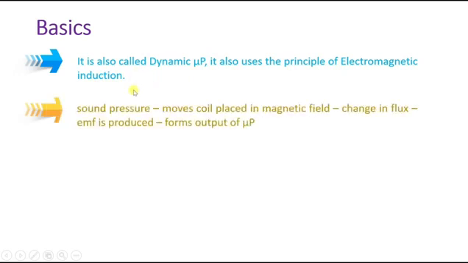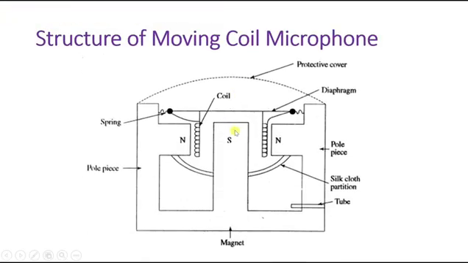When you see how it works, you will find that when you apply a sound wave on the microphone, that sound pressure will move the coil, and that motion of the coil in the magnetic field will provide a change in flux, and because of the change in flux there will be generation of EMF, and that generated EMF we take as the output of the microphone. So we will see in detail how that is happening. Let us first see how the structure is there with the moving coil microphone.